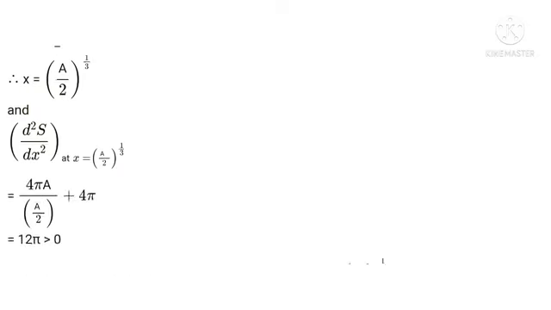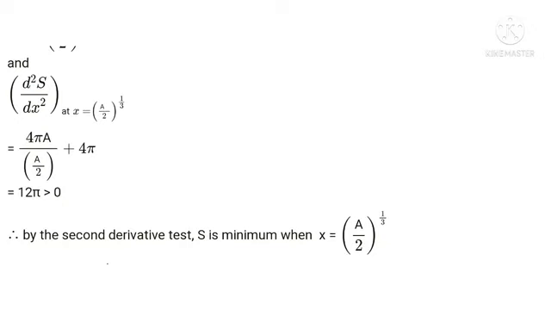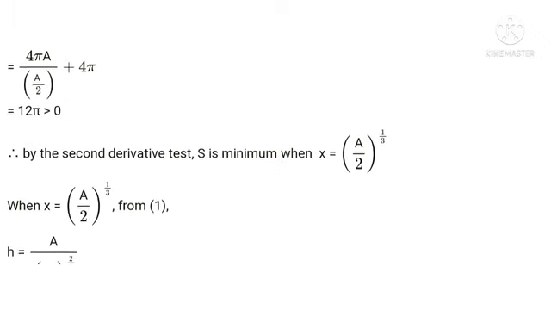Now you find d2S by dx square at x is equal to A upon 2 raised to 1 upon 3. We get 2 pi A upon A by 2 plus 4 pi, which is equal to 12 pi. 12 pi means greater than 0. So by the second order derivative test, it is greater than 0, which means S is minimum when x is equal to A by 2 raised to 1 upon 3.